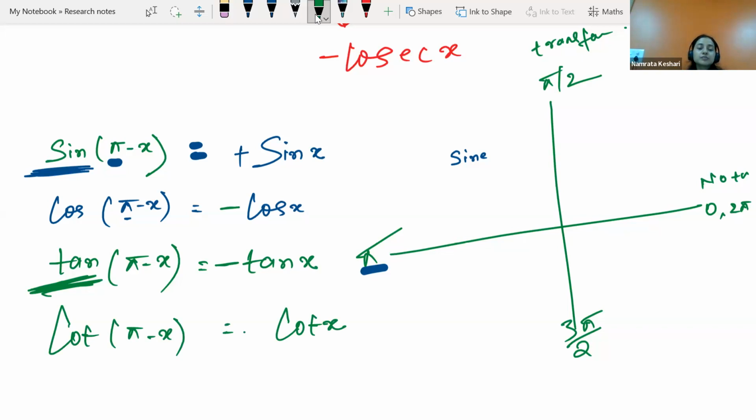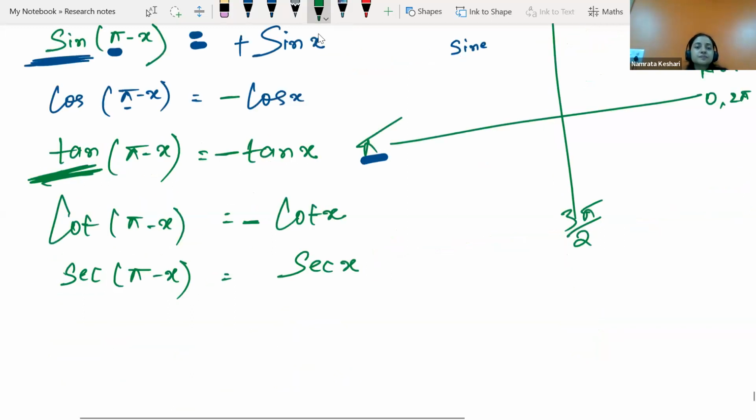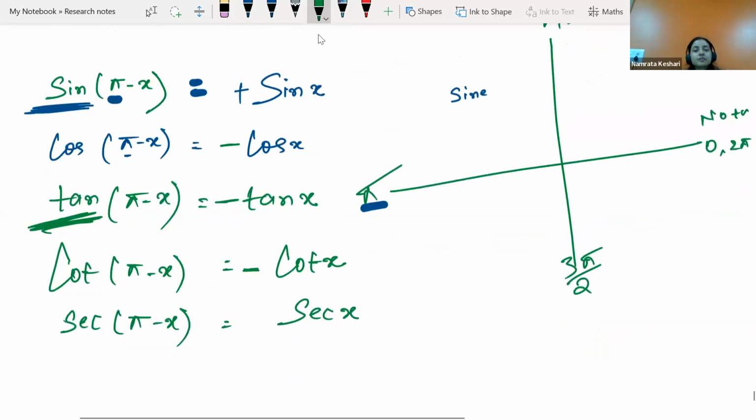Positive or negative? Negative. Similarly, sec pi minus x is just sec x. Positive or negative? Negative. That, cosec pi minus x is just cosec x.